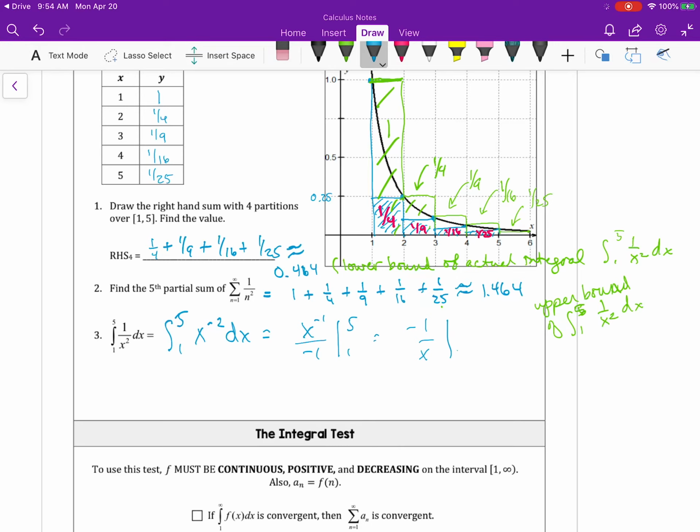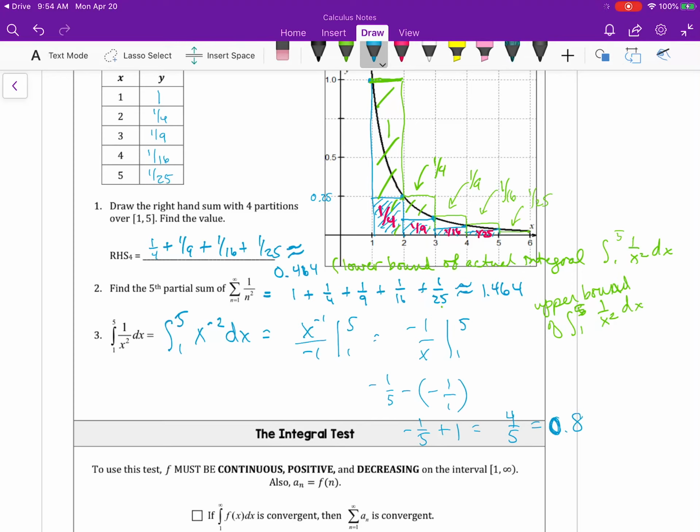If I was integrating this one, I would have the integral from 1 to 5 of x to the negative 2 dx, and that would give me x to the negative 1 divided by negative 1 from 1 to 5. So negative 1 over x from 1 to 5. That's going to be negative 1 over 5 minus negative 1 over 1. So negative 1 over 5 plus 1 is going to be 4/5. So my actual integral from 1 to 5 is 4/5, which is 0.8.